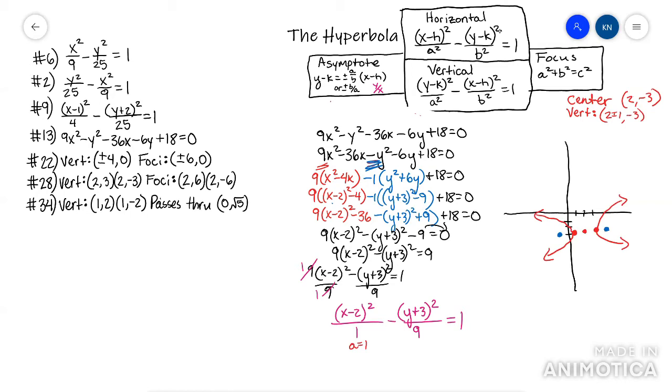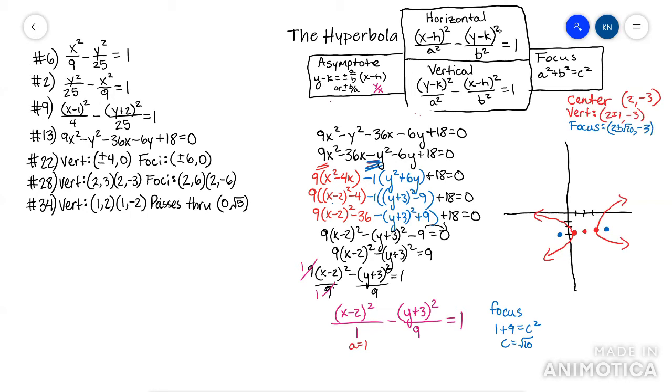All right, now I gotta go get the focus. This is when you're gonna run that a squared plus b squared equals c squared. So it's gonna look like a squared is 1 plus b squared is 9 equals c squared. So you get c equals √10. So in terms of answering where the focus is, it's affecting your x values. So it's like 2 plus minus √10, comma, -3, like that.